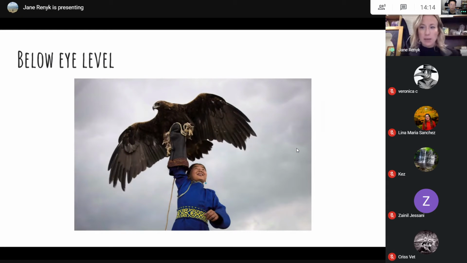Okay, then obviously we get into below eye level. This is Daniel Da Silva. She created the Photographers Without Borders. She's the CEO of that. It just really creates a sort of sense of power in your subject. So if you're shooting, especially like kids, I love to shoot kids from below their eye level, and it just makes them feel so much bigger with life.